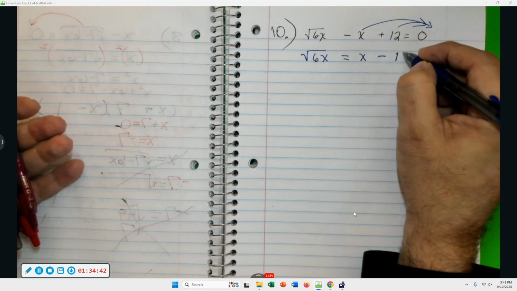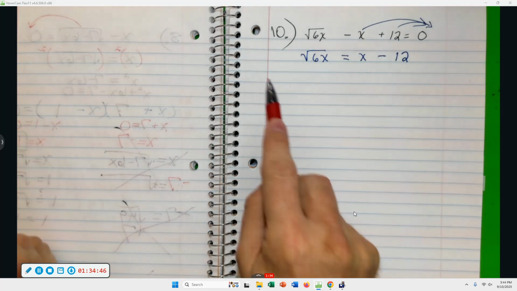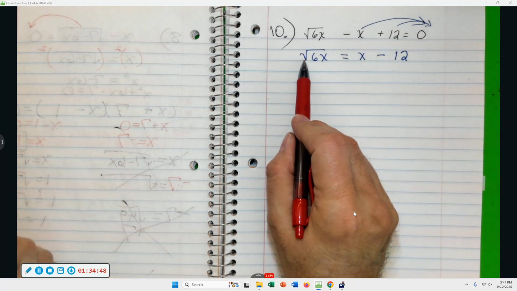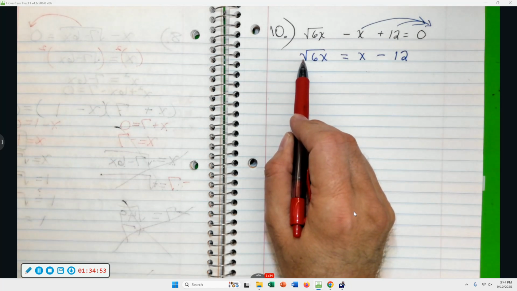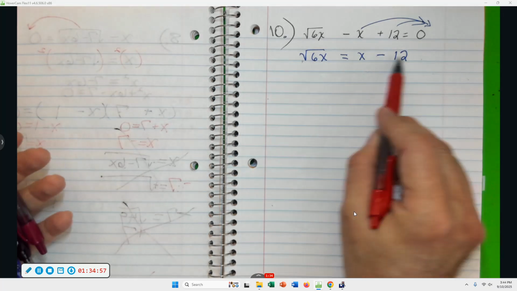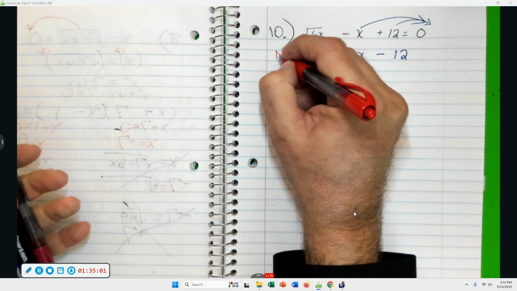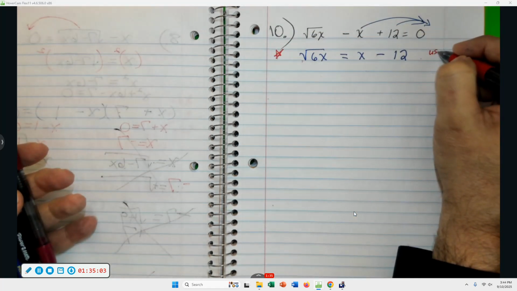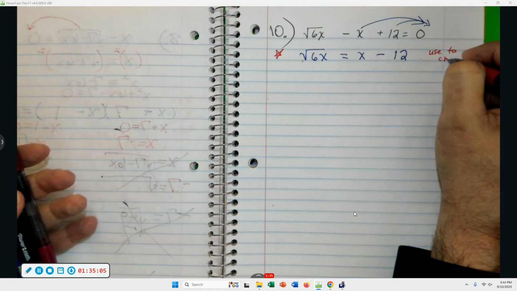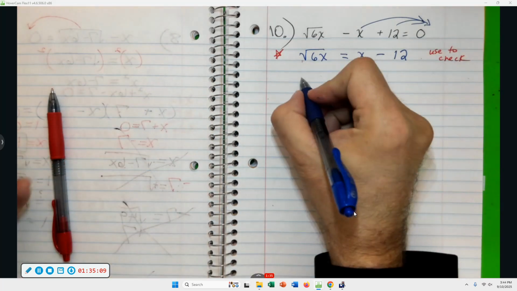Now, since it's an even root, it's a square root, we're going to have to check it. The next one we do will be a cube root, we won't have to check it. But since we're going to have to check it, this is what I'm going to plug into. Put a little star there beside that. That's what you're going to use to check. But I'm now going to recopy it.